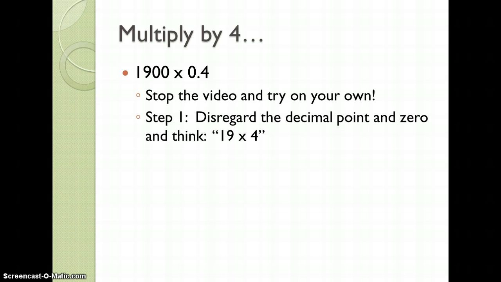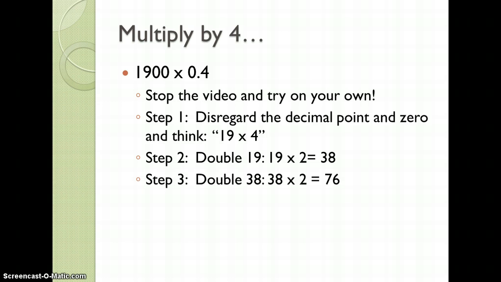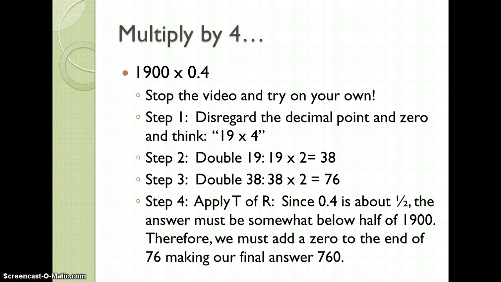So first we're going to disregard the decimal point and zeros and think 19 times 4. Double 19 to give us 38. Double 38 to give us 76. Apply the test of reasonableness. Since 0.4 is about half, the answer must be somewhat below half of 1900. Therefore, we must add a 0 to the end of 76, making our final answer 760.